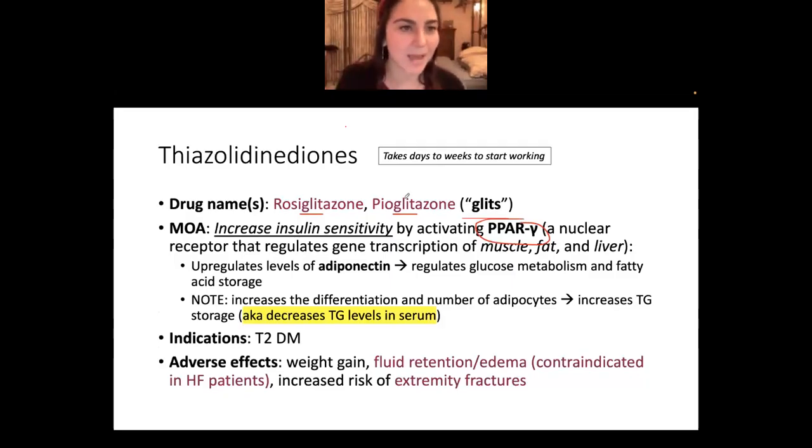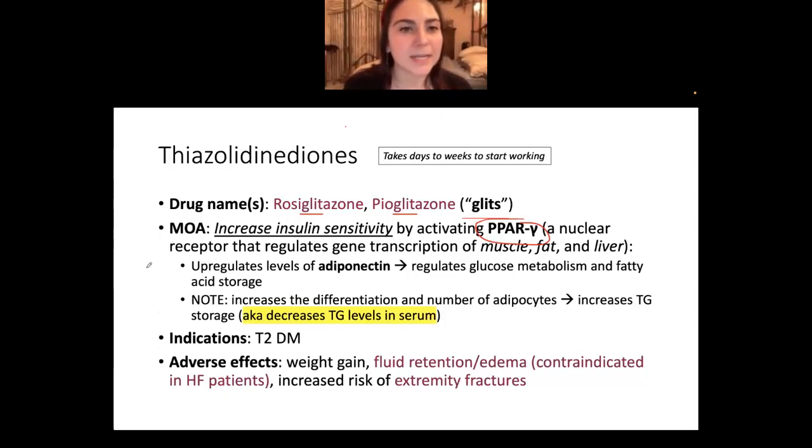I think I actually picked AMP-K for how these guys work because again, I saw the full name of PPAR gamma and I'm like, I don't know what that is, so I'm not picking it. But this is found in the nucleus of cells, basically in muscle cells, fat cells, and liver cells, and it just increases insulin sensitivity in these cells.